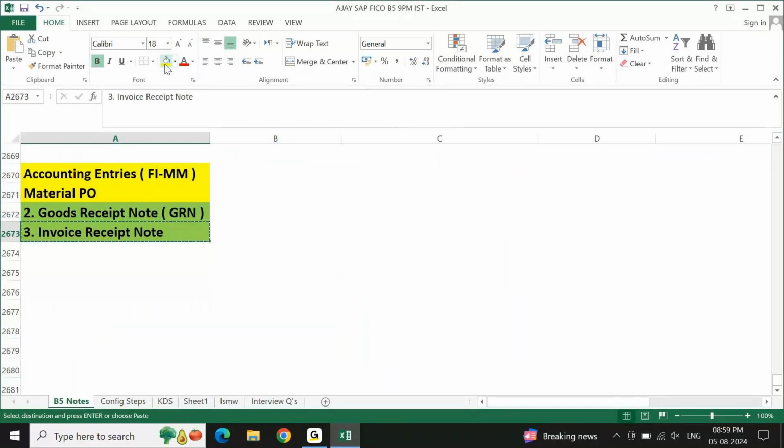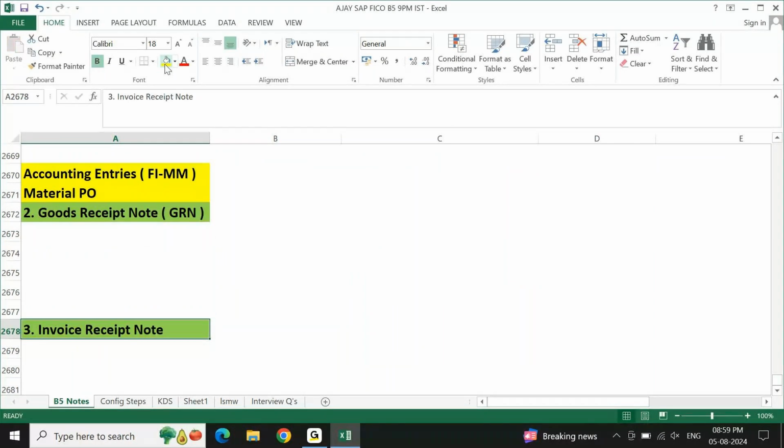I'm not removing 2, 3 because this is coming from the top. When you refer to the top side, I want you to remember this is point number 2. Point number 1 is your purchase order where we've listed there is no accounting impact. That is why I'm keeping the same content as it is with point number 2, goods receipt note.